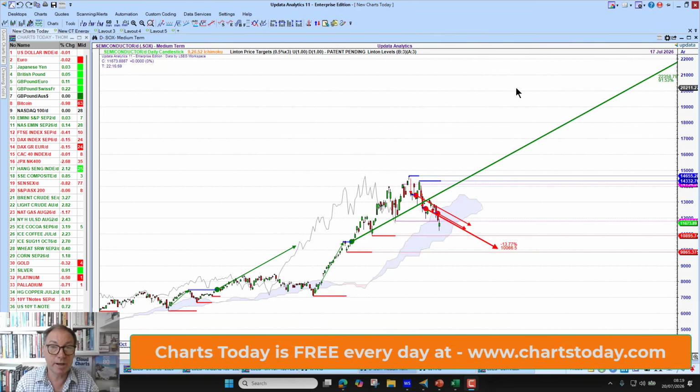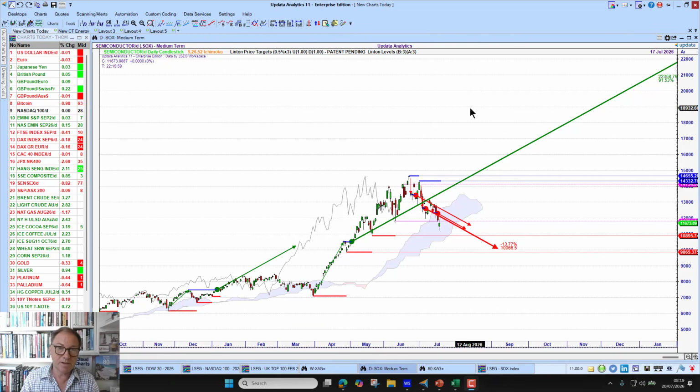Welcome to Charts Today. It is Monday, the 20th of July, and we start with a chart of the Philadelphia Semiconductor Index. And because semiconductors have been such a huge driver for price increases in tech in the US and really driving the US indices, I thought we'd just start by looking at this chart.